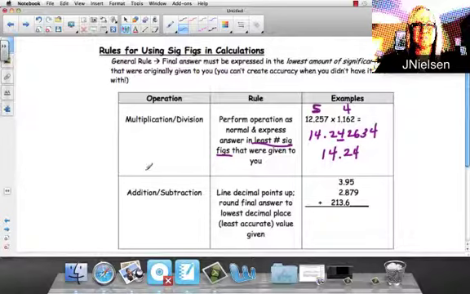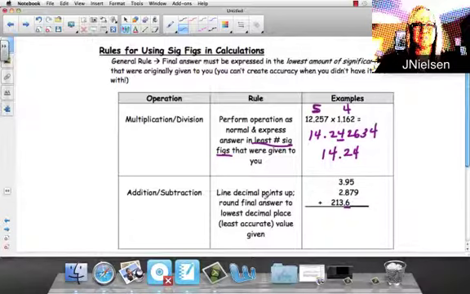In addition and subtraction, you're going to line up the decimal points and you're going to round your final answer to the lowest decimal place. So if you're adding two numbers and one goes to the 10th place, 1 place beyond the decimal, and one goes to the 100th place, 2 places beyond the decimal, then your answer would only have 1 decimal place. So when we look at these three values that we're adding, 3.95 has 2 decimal places, 2.879 has 3, and 213.6 has 1. So what that means is that our answer can only be to the 10th place.